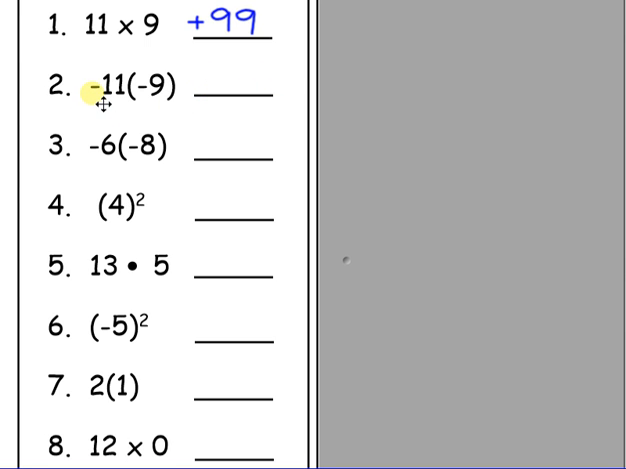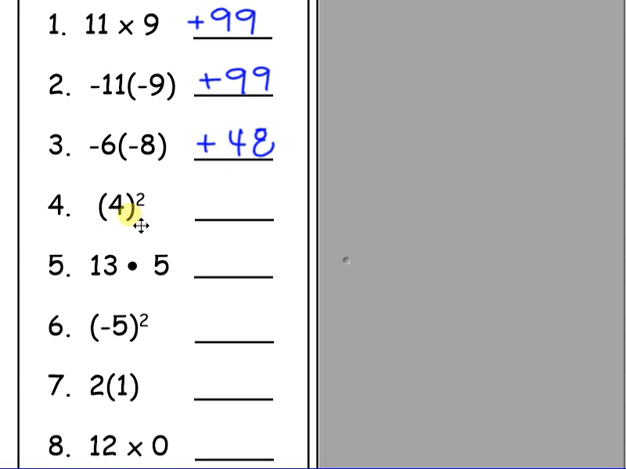So here we have negative 11 and negative 9. A negative times a negative is going to be a positive. So I determine my sign. What's 11 times 9? 99. So two different problems, same exact answer. Here I have a negative 6 times negative 8. Negative times negative is going to be positive. 6 times 8 is 48.